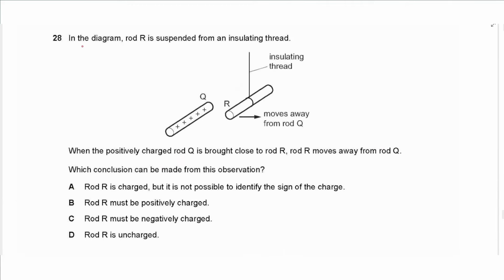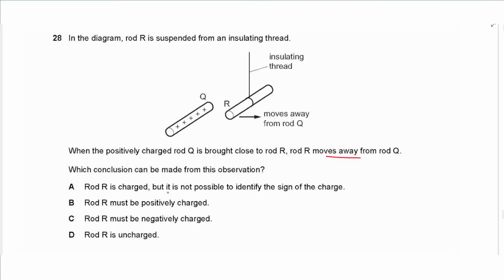Question 28 says, in the diagram, rod R is suspended from an insulating thread. When the positively charged rod Q is brought close, rod R moves away; it is repelled. That can only happen when there are like charges on both objects. Which conclusion can be made from this observation?